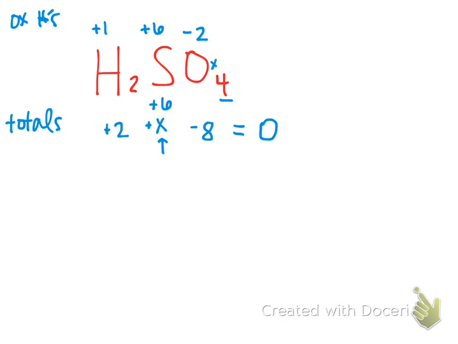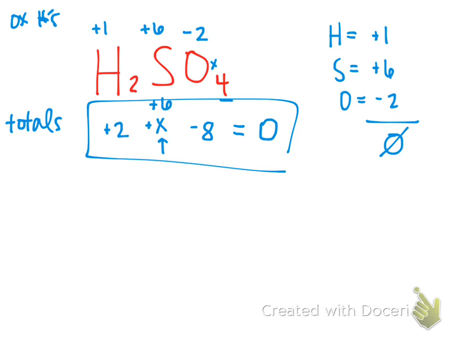So if we give our final answers here, hydrogen has an oxidation number of +1, sulfur has an oxidation number of +6, and oxygen has an oxidation number of -2. We need to understand that these don't have to add up to 0. Our totals are what have to add up to 0. So that part does not need to add up to 0. What other questions do we have? Is it getting a little bit clearer? Kinda? Okay, let's do a couple more.